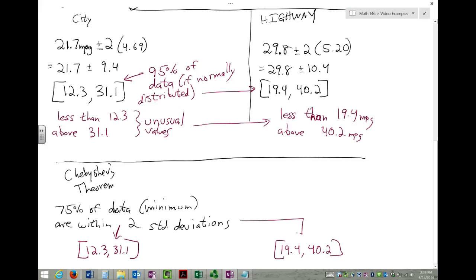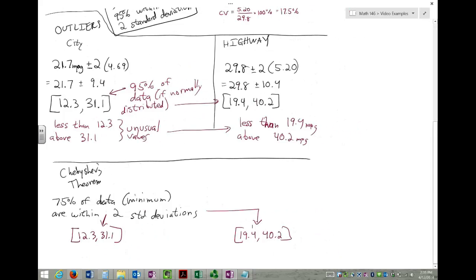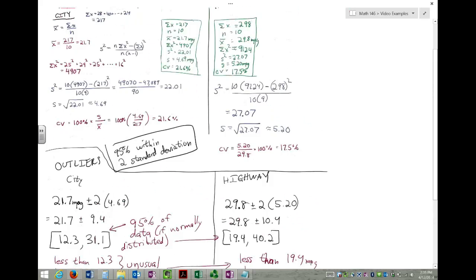Okay, so we've looked at a lot here. We've looked at finding the mean, finding the standard deviation, comparing standard deviations, and also using that to find outliers, both from the normal distribution and using Chebyshev's theorem.